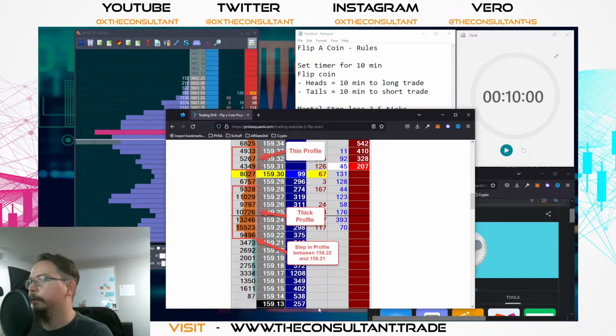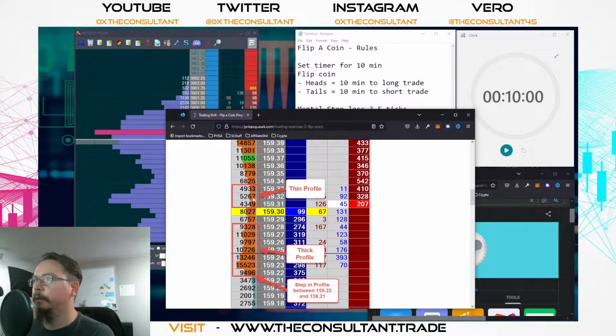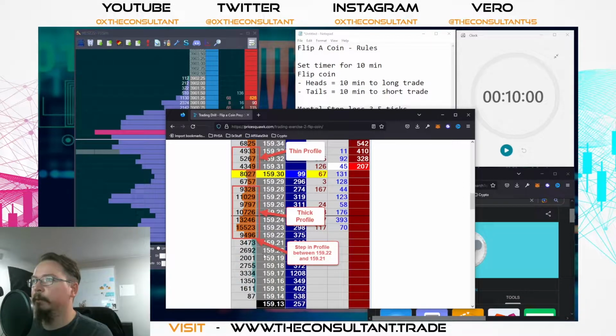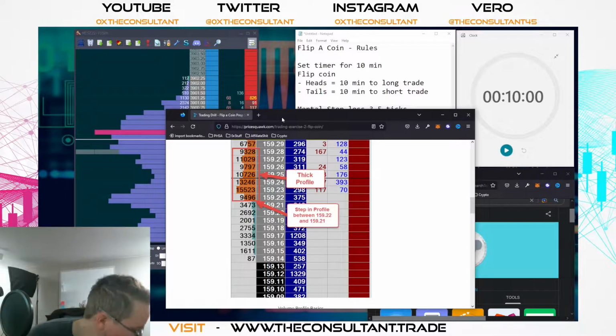Let me make this a little bit bigger here. In this particular market, 50 to 167 contracts traded at this price, and at this particular time, is considered thin. You know, 10,700 is considered thick. But the step in the profile is something that we're going to be trying to take a look at, and trying to make observations in what order flow is going to be doing. And I'll show you how I'm going to do this.